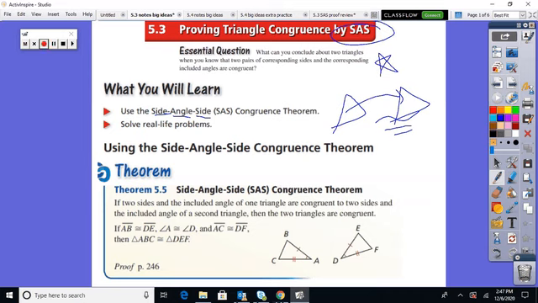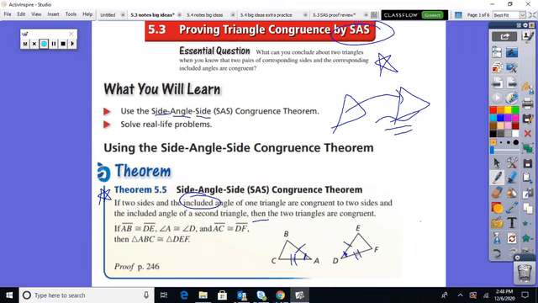So Theorem 5.5 tells us if two sides and an included angle, and this is the key thing, the included angle is the one in between the two sides that you have congruent, then the two triangles are congruent. Just as depicted here. You have a pair of sides matching up, another pair of sides matching up, and the angle in between them. That angle is what we refer to as included. It's the one in between the two sides that were congruent.